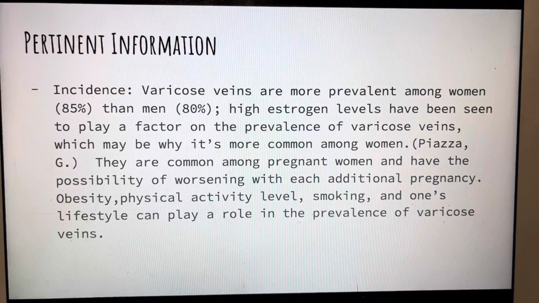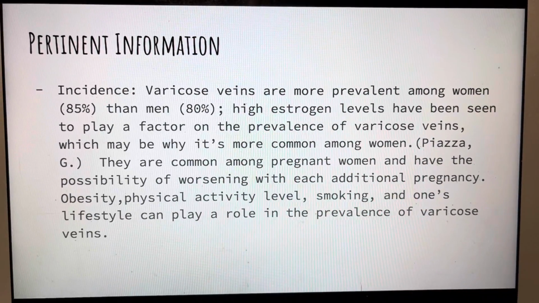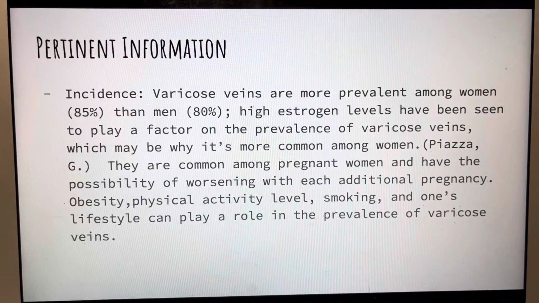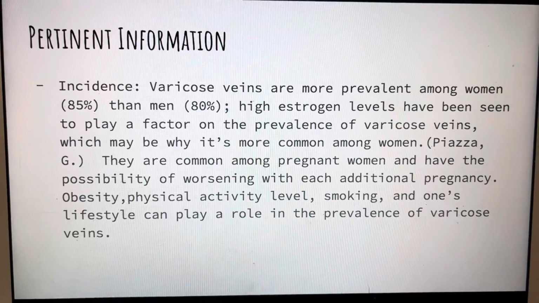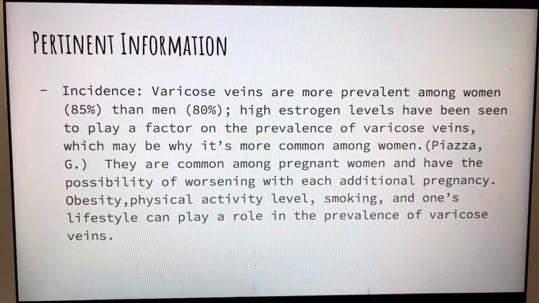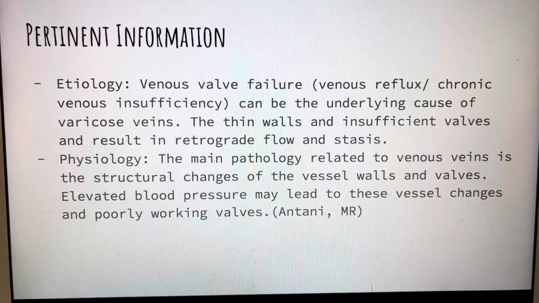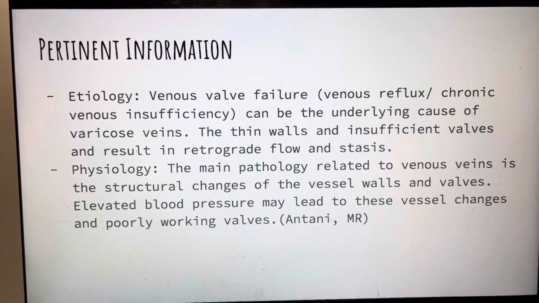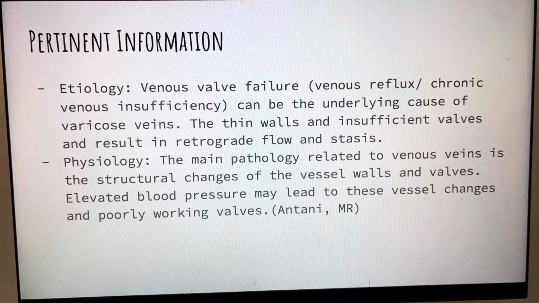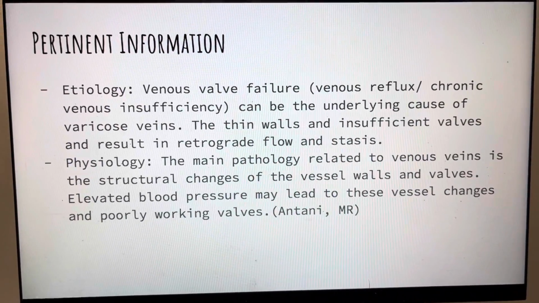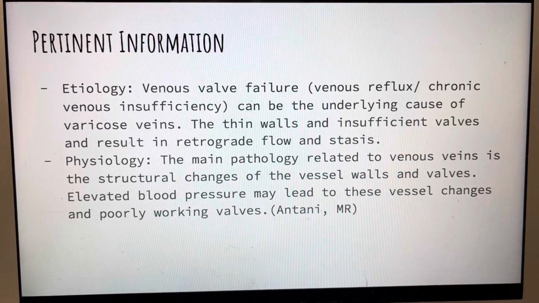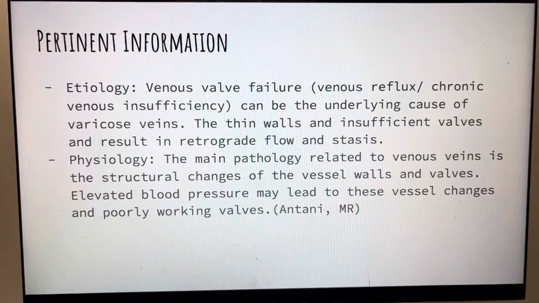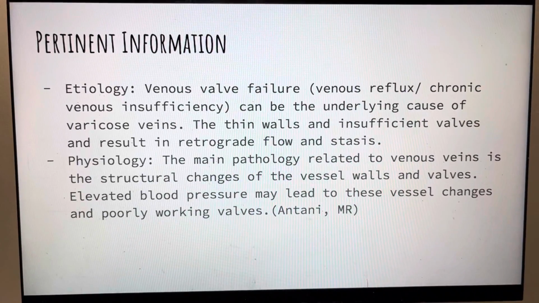Also, obesity, physical activity level, smoking, and one's lifestyle can play a role in the prevalence of varicose veins, as it does with almost any and all other diseases. The etiology of it is that venous valve failure, venous reflux, chronic venous insufficiency, those can all be the underlying cause of varicose veins. That can result in thin walls and insufficient valves, and that results in the retrograde flow and stasis.